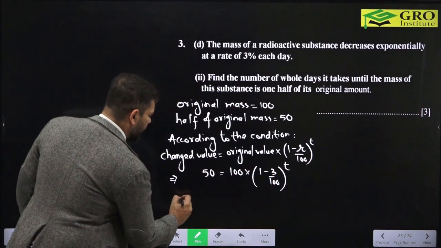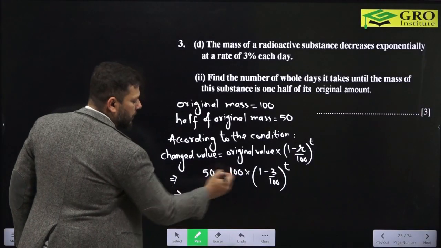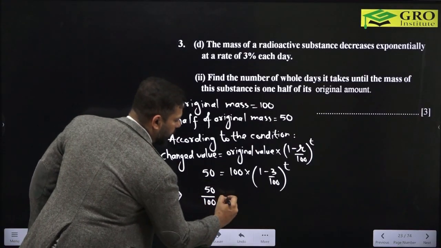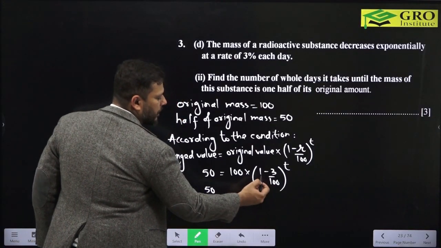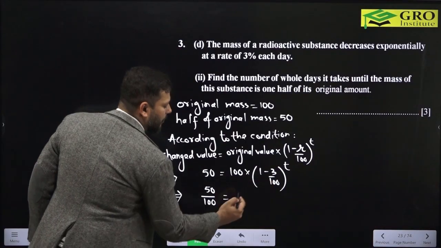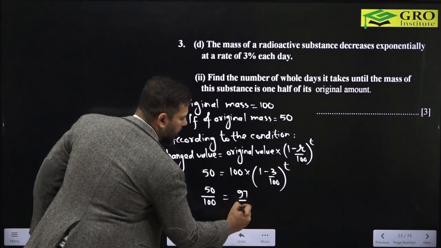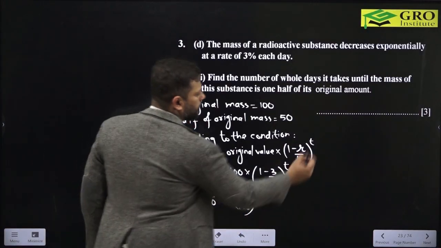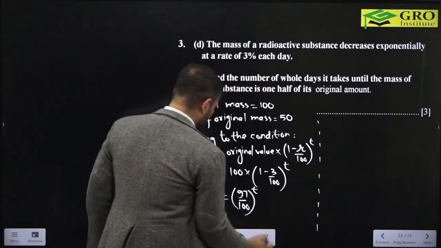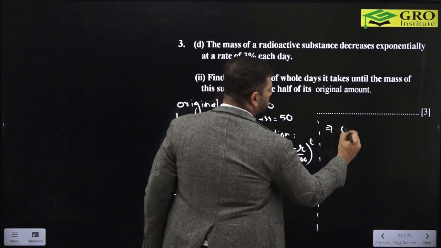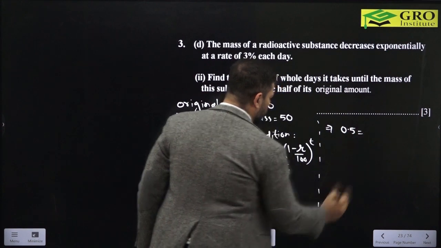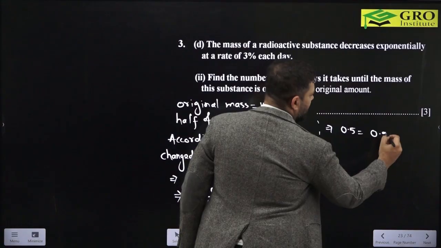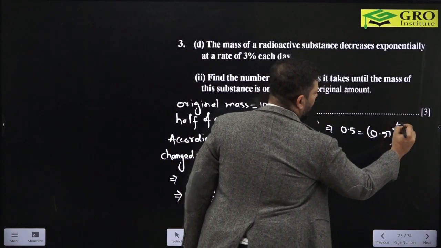Isn't it, guys? So if I further solve it, I would transpose 100 below 50. So I'll get it like this: 50 upon 100 is equal to, if I solve this, 1 times 100 is 100. 100 minus 3 gives me 97. So it is 97 upon 100 raised to power t. Let us solve it further. 50 upon 100 will be 0.5 or 1 by 2 you could say, and 97 by 100 is simply 0.97 raised to power t.